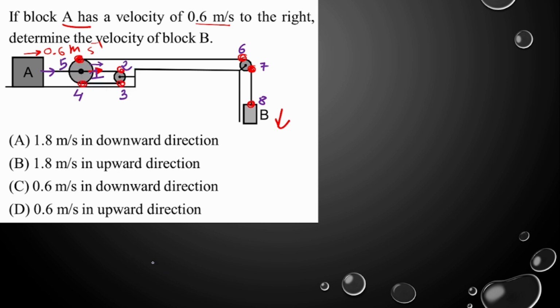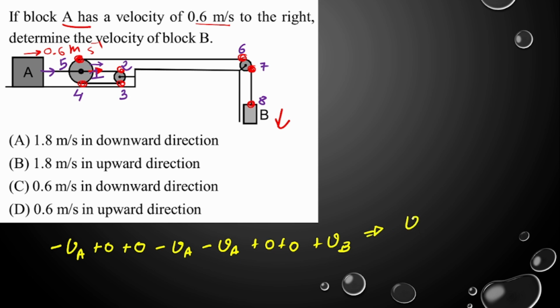Okay, so point number 1, applying the point method. Point number 1, decreasing the length, so that will be minus VA. Point number 2 is fixed, so that is 0. Point number 3 fixed, 0. Point number 4 minus VA. Point number 5 minus VA. Point number 6 0. Point number 7 0. Point number 8 plus VB.